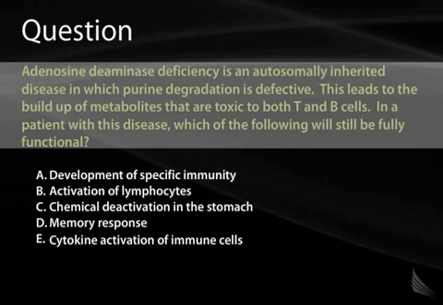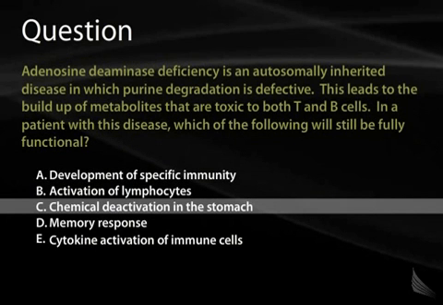Another question. Adenosine deaminase deficiency is an autosomally inherited disease in which purine degradation is defective. This leads to the buildup of metabolites that are toxic to both T and B cells. In a patient with this disease, which of the following will still be fully functional? A. Development of specific immunity. B. Activation of lymphocytes. C. Chemical deactivation in the stomach. D. Memory response. Or E. Cytokine activation of immune cells.